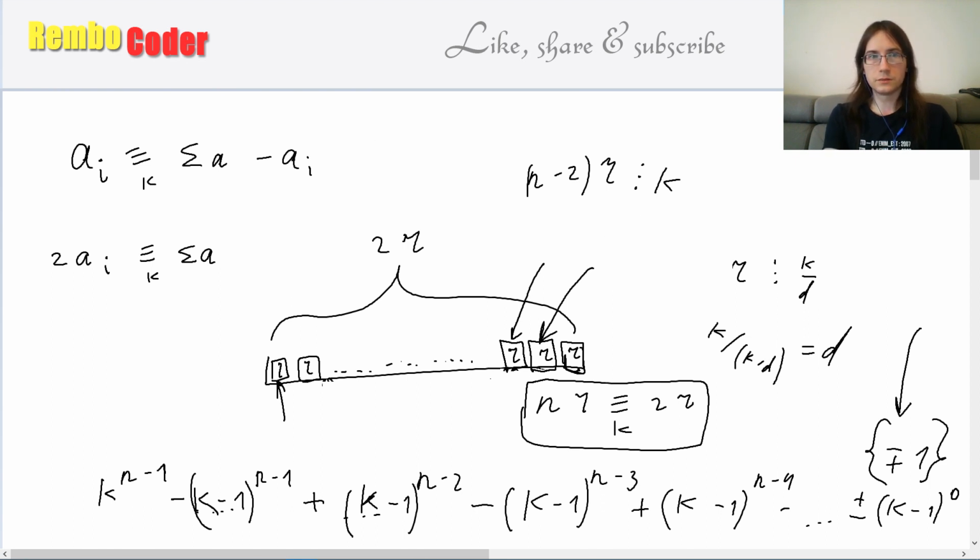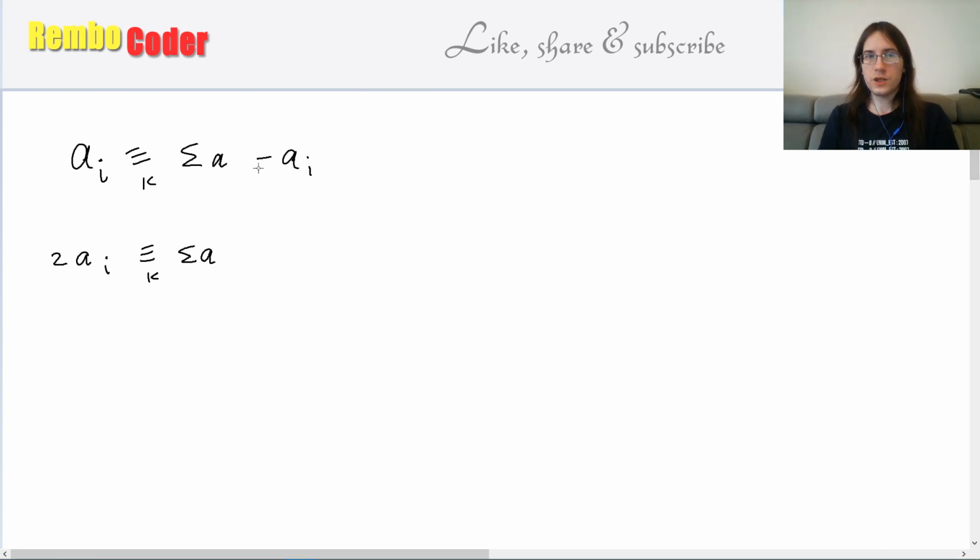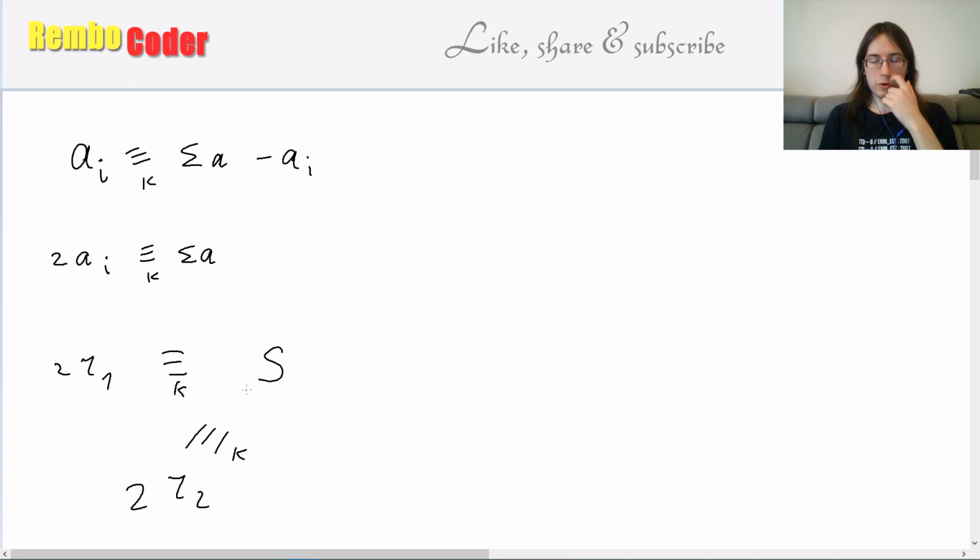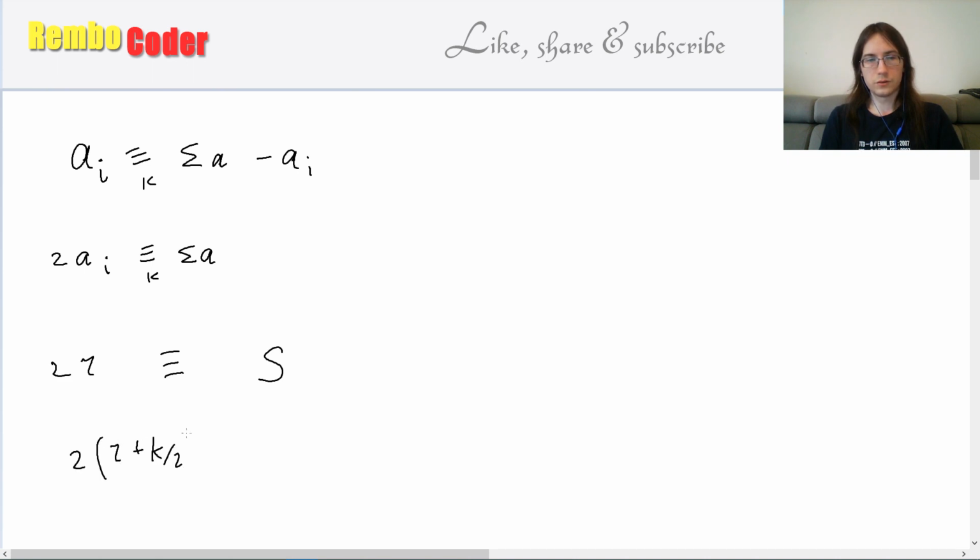Now for the even k. For the even k, the solution will be actually very similar. But first we need to deal with this. If we fix the sum of our array, let's call it S, there will be two possible remainders that multiplied by 2 give the remainder S modulo k. And moreover, those remainders will be different by exactly k over 2. So let's just call smaller of those two remainders r, and the larger will be r plus k over 2.